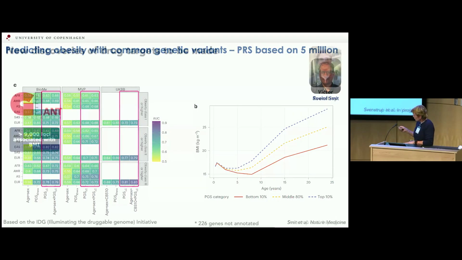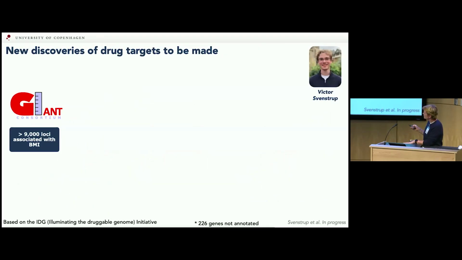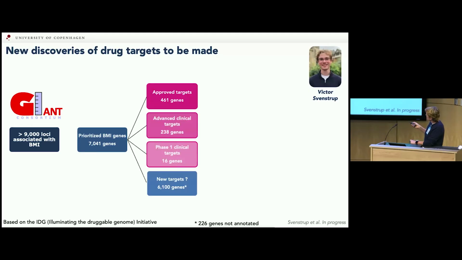Another thing we're doing right now, led by Victor, who's also here, is building on the idea that genetics can support drug development. We're using the GIANT data to look at how many of the loci indeed provide support for drug discovery. This is very preliminary data. Out of the 9,000 loci, we prioritized 7,000 genes, and 700 of these genes are already the target of either approved drugs or drugs that are close to getting onto the market, but not for weight loss.